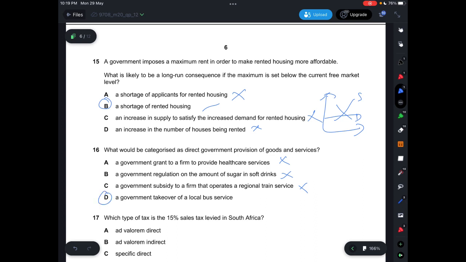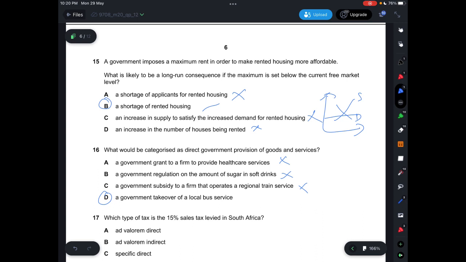Because you see that for A, B and C, all of them are like paying for someone to do something. For example, A says a government grant to a firm. B says a government regulation, meaning that you're controlling the amount of a particular item. So it's not providing them, but regulation. And C is a subsidy to a firm, so it's like giving it to another firm that is controlling a particular product, for example. It's not a direct provision. A direct provision will be directly from the government to the people.